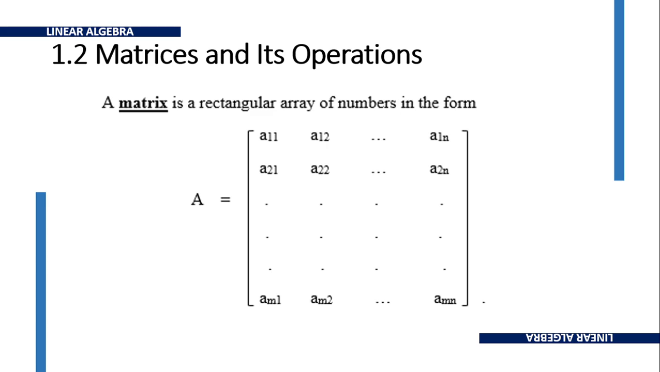So, binasa ko lang siya as A11, A12 kasi para mas madaling basahin. But it is read as A sub 11, A sub 12, and A sub 1n, and also A sub 21 and A sub M1. Okay? So, that is the definition of a matrix.